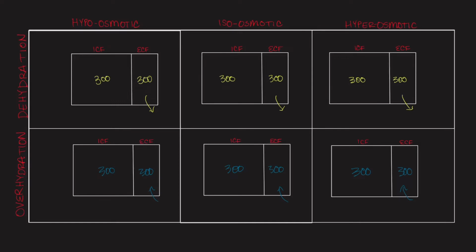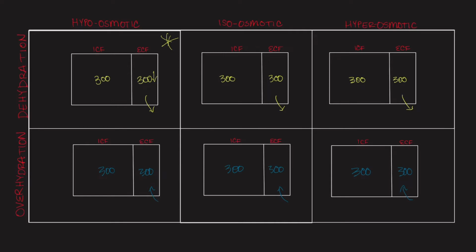Okay, so starting with hypoosmotic dehydration, which is the one in this corner right here, we are going to be losing something. So if we are hypoosmotic, that means that we are going to be decreasing our osmolarity, right? So we need to take 300 down to something below 300.